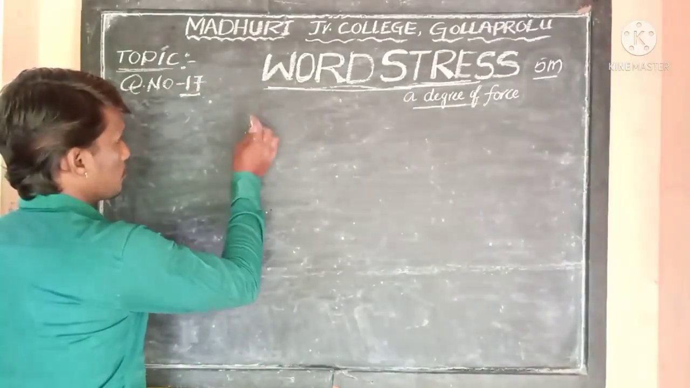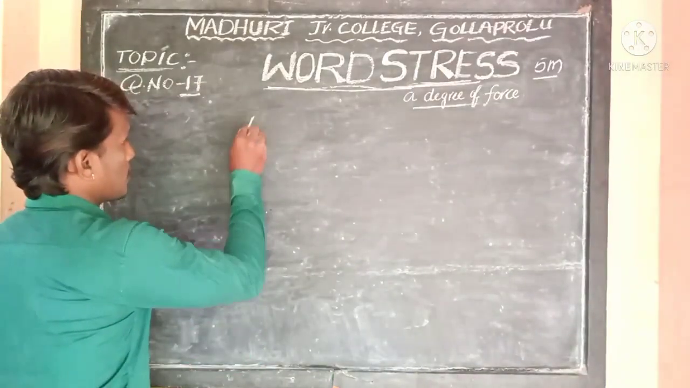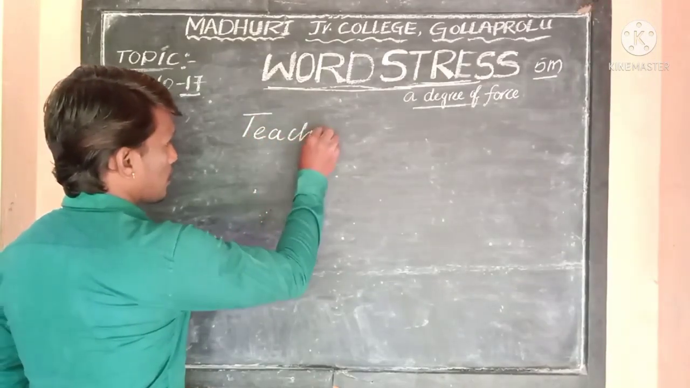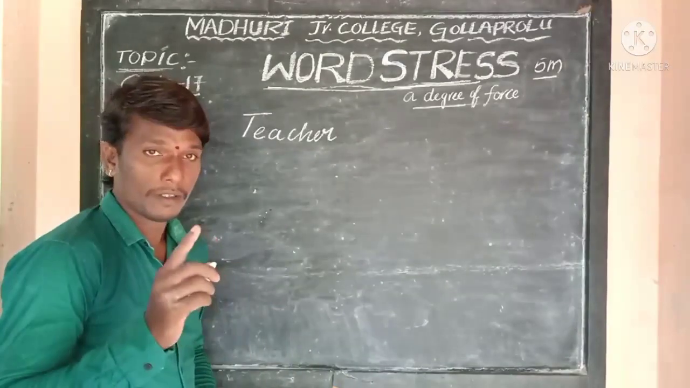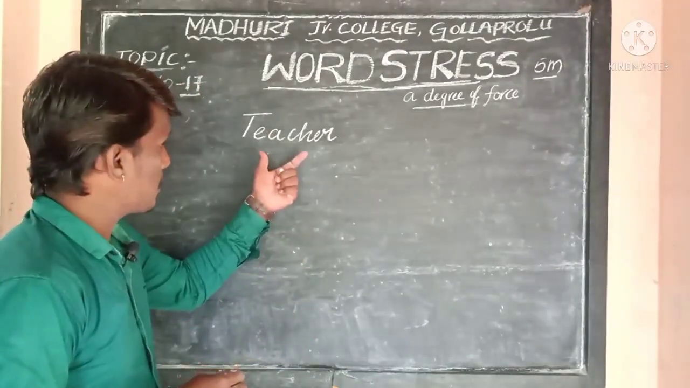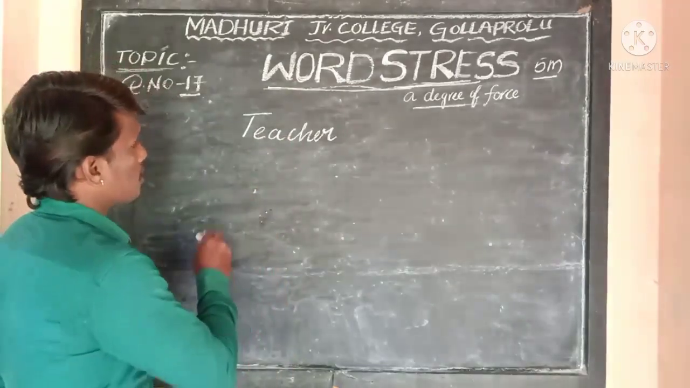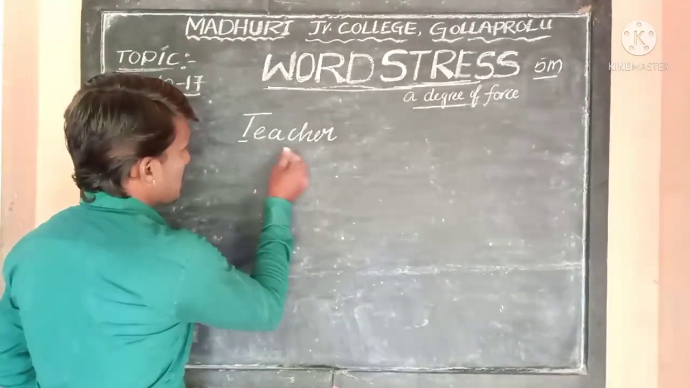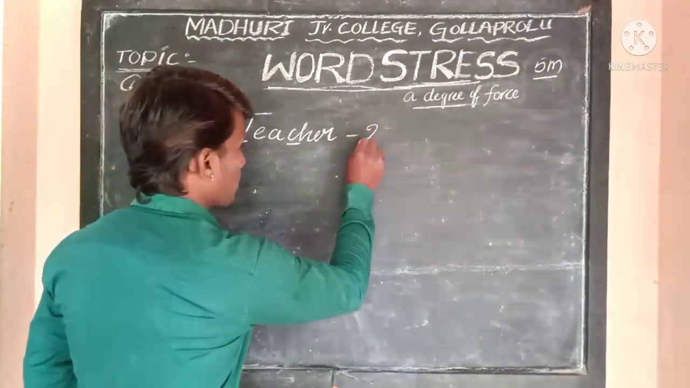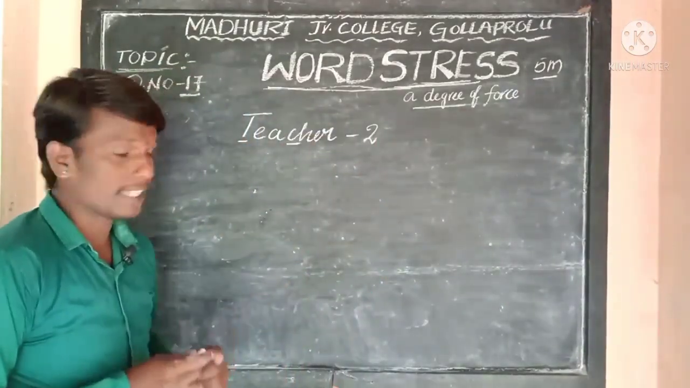take a word, teacher, T-E-A-C-H-E-R, teacher. For the example, I take the word teacher, and here see, in the word teacher there are two syllables. Here see, tea-cher. There are two syllables. It is a disyllabic word. There are two syllables. It is a disyllabic word.